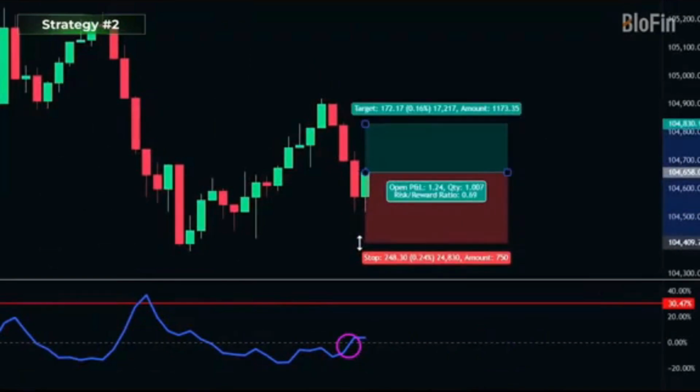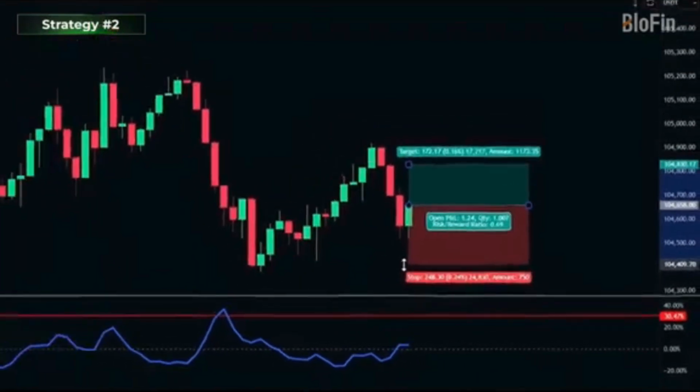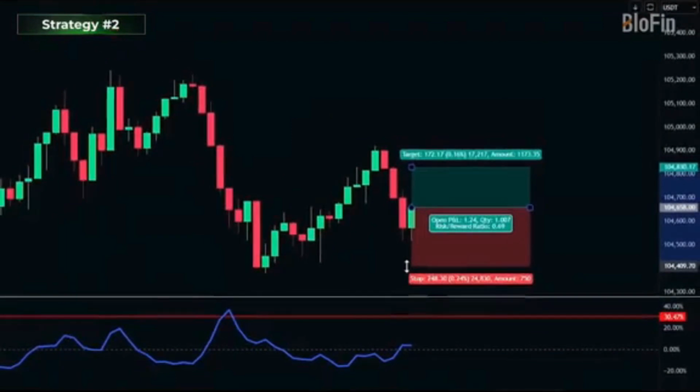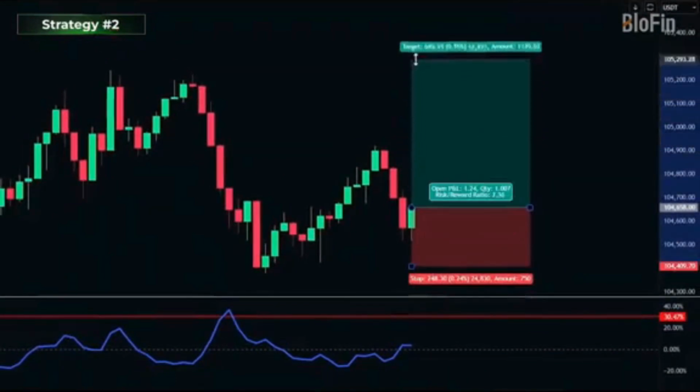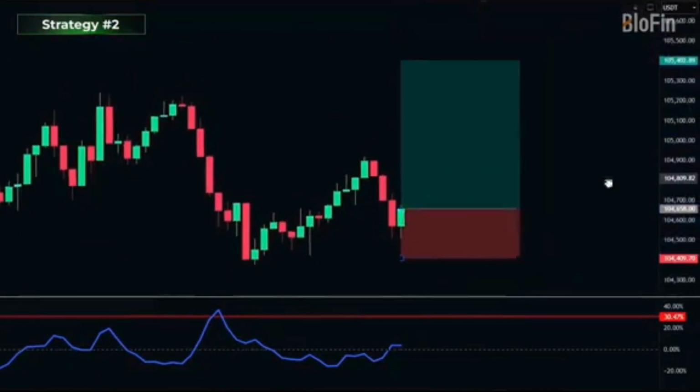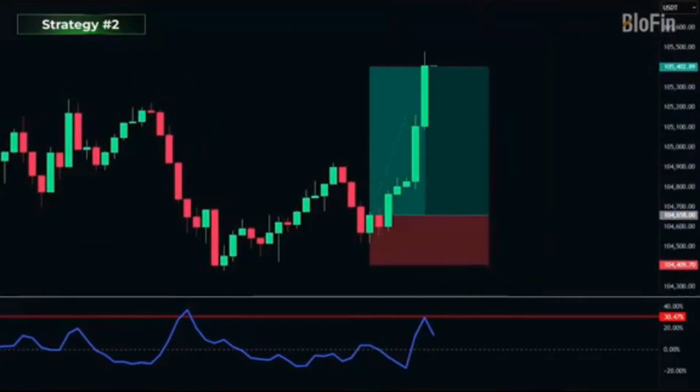Next, place your stop loss just below your entry and make sure to give it enough room to breathe so you don't get stopped out too early. Then, set your take profit at 3 times your risk. Now just let the price run. And as you can see, price reverses and hits our profit target. Let's look at another example.